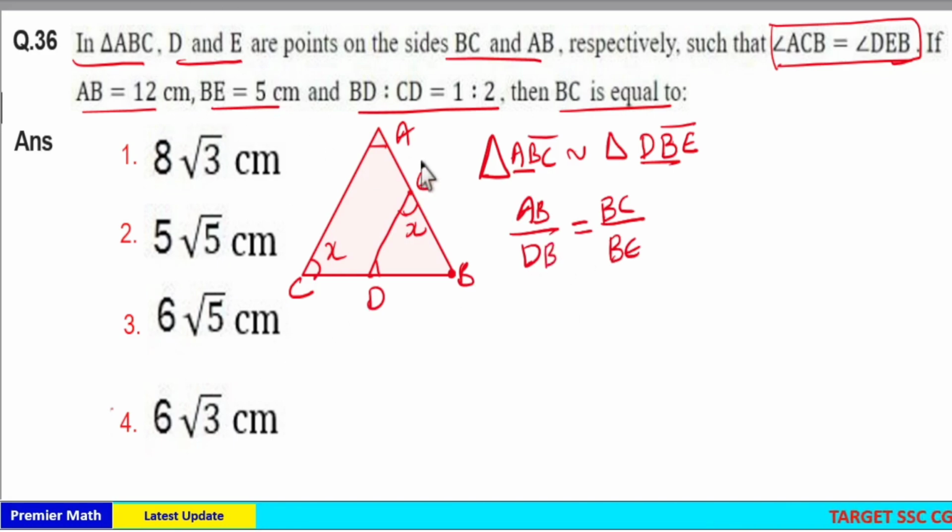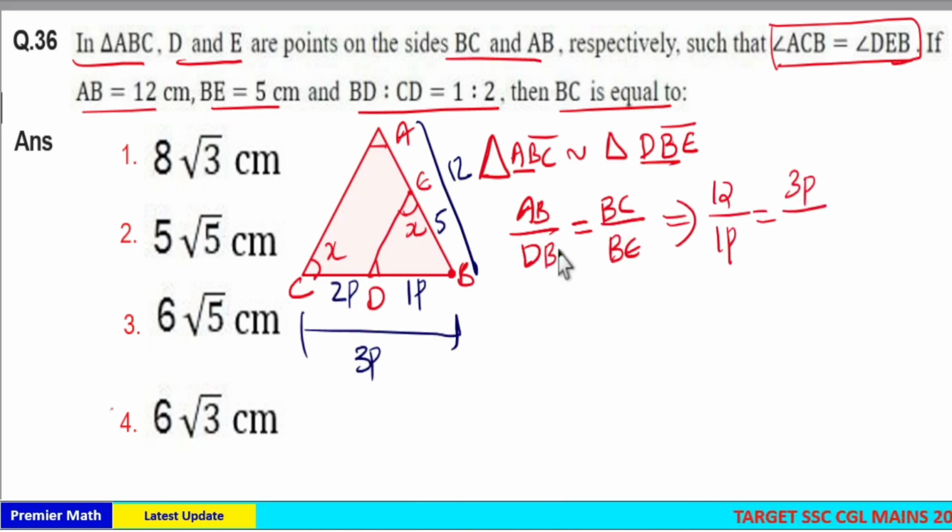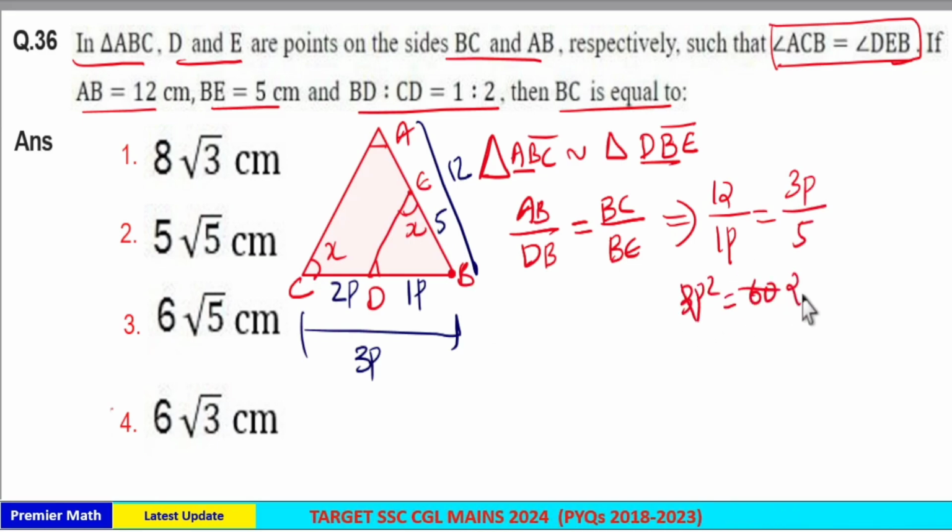Here AB is 12 and BE is 5. BD is to CD is 1 is to 2. So total BC is equal to 3 part. If I take this as 1 part and 2 part, total BC is equal to 3 part. Now substitute the value. AB is 12 and DB is 1 part, which is equal to BC, total 3 part, divided by BE is 5. So 1 part square is equal to 20.